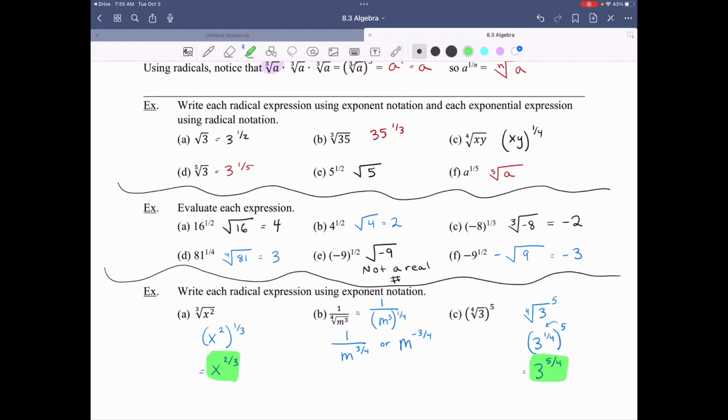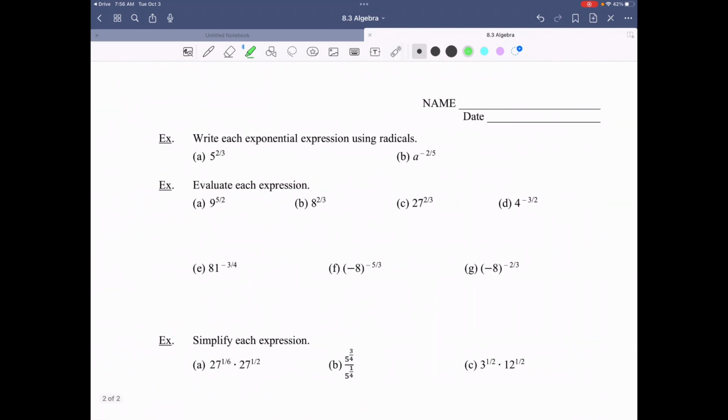And I'm going to highlight this answer just because I think the book might give it like that. But if you have this answer, that's fine as long as you know how to go to the negative version. When you're ready, turn the page. All right, now we're going to go backwards. So we had radicals to exponent notation. Now we're going to go from exponential to radical.